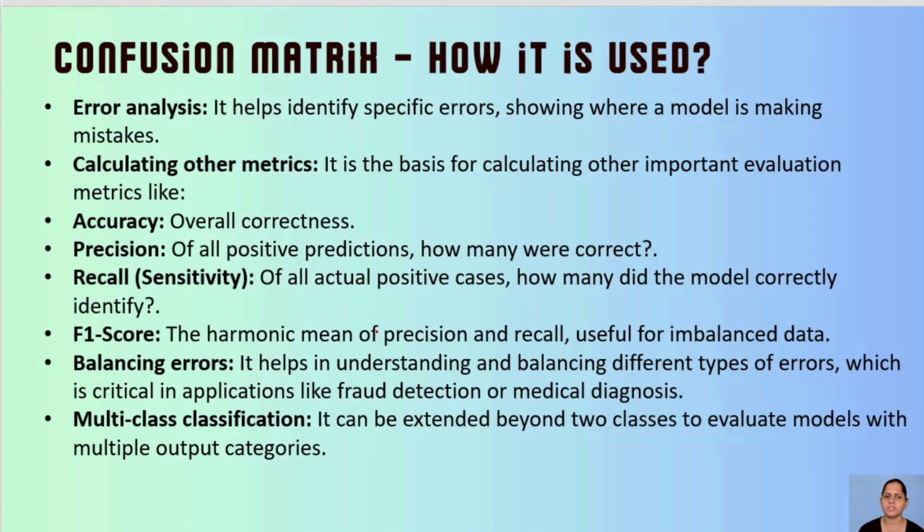And what are those things? We will explore that. But in short, we will understand what exactly accuracy is. Accuracy is the overall correctness. Accuracy is a term where we tell how well your model has predicted till now.